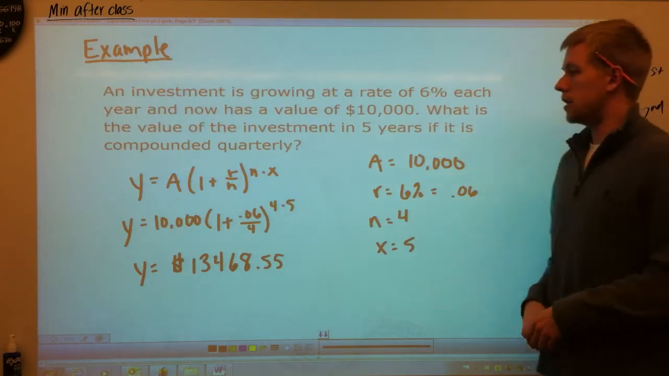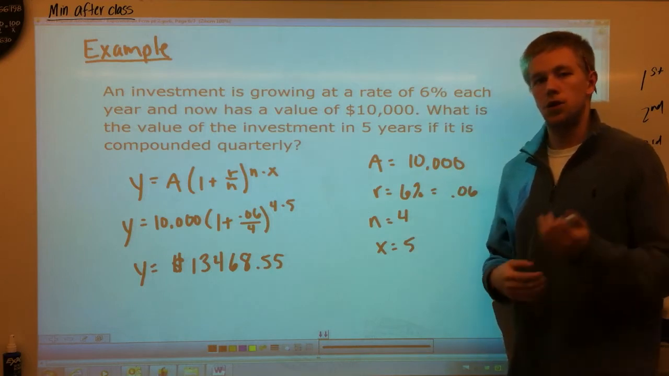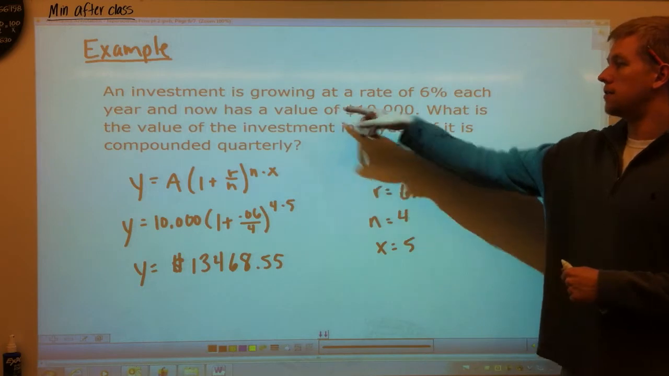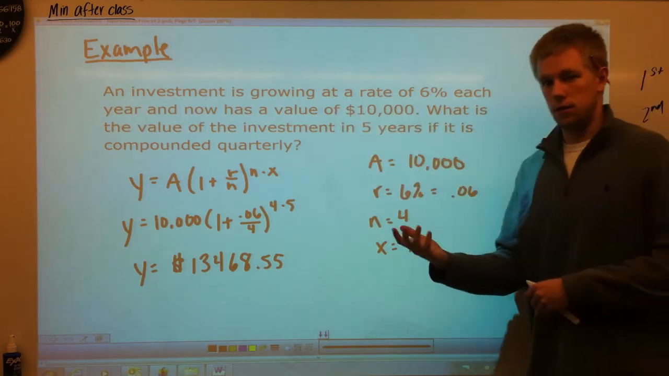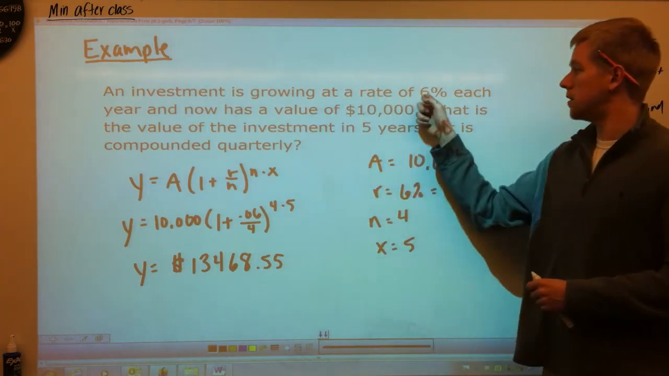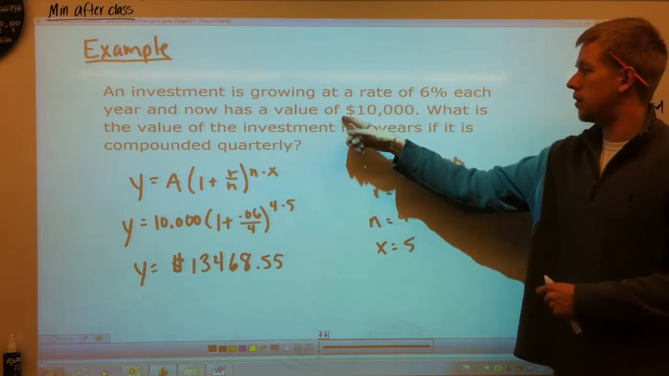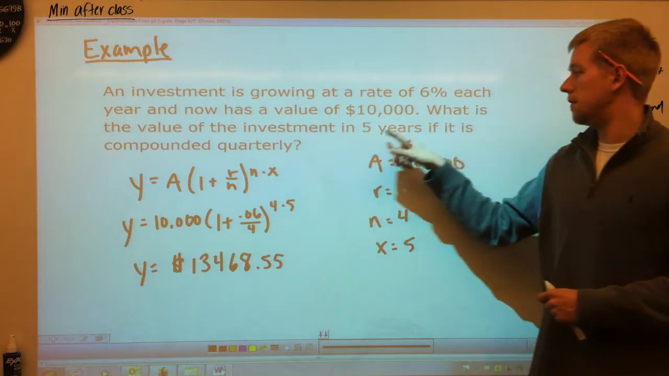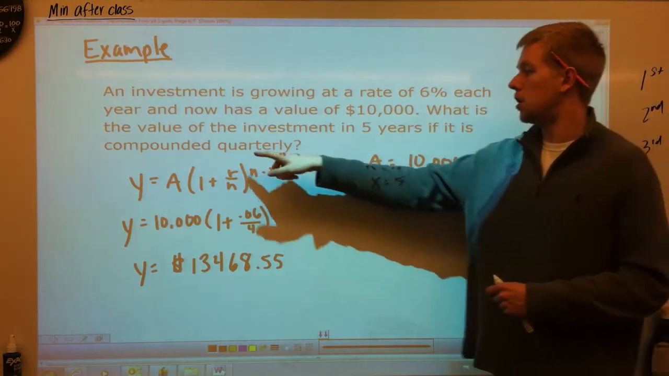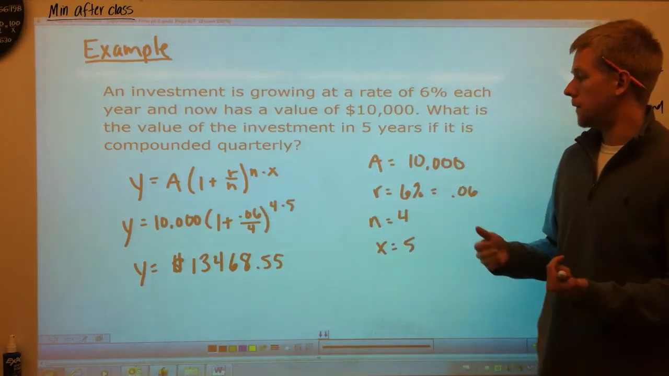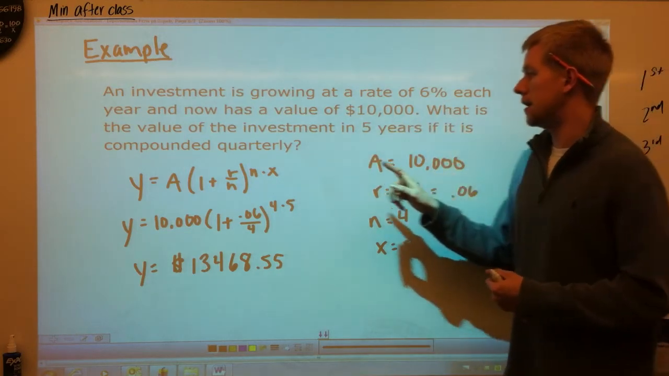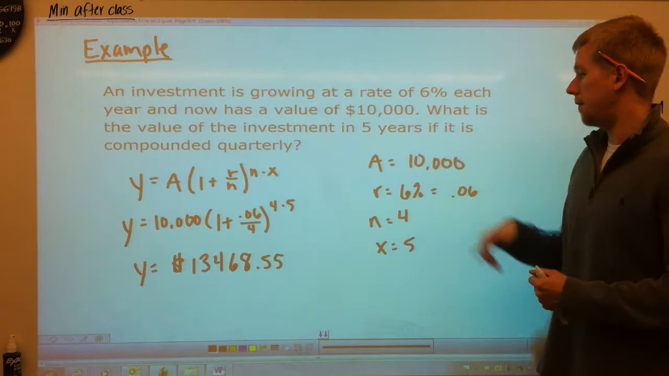Another compounded interest. This one I did not annotate because I want you to annotate the important parts after you realize what I've written down. An investment is growing, so there it tells you it's a growth, at a rate of 6% each year and now has a value of $10,000. What is the value of the investment in 5 years if it is compounded quarterly? Alright, so the important stuff: 10,000, a rate of 6%, compounded quarterly, and 5 years.